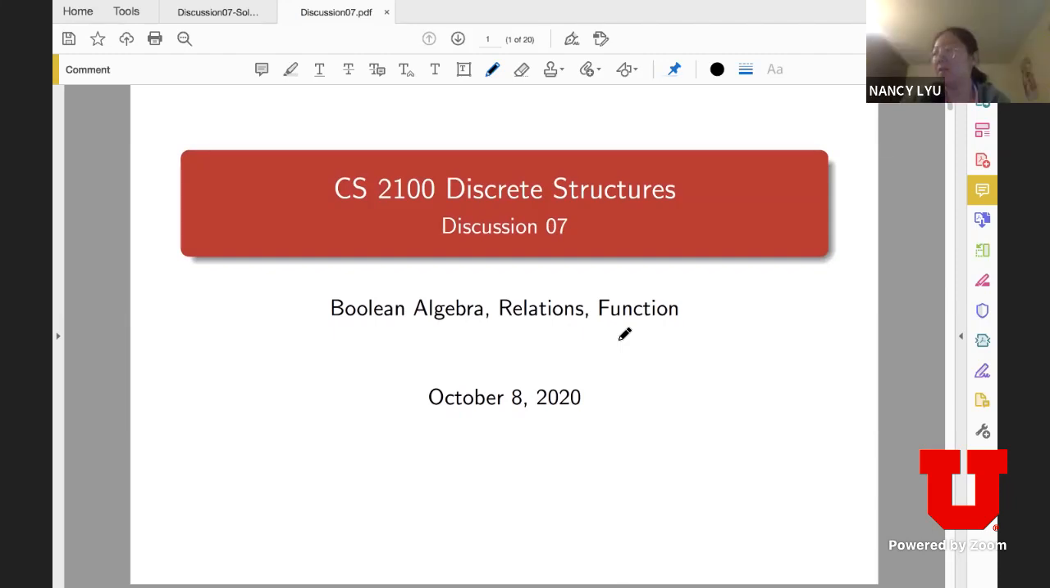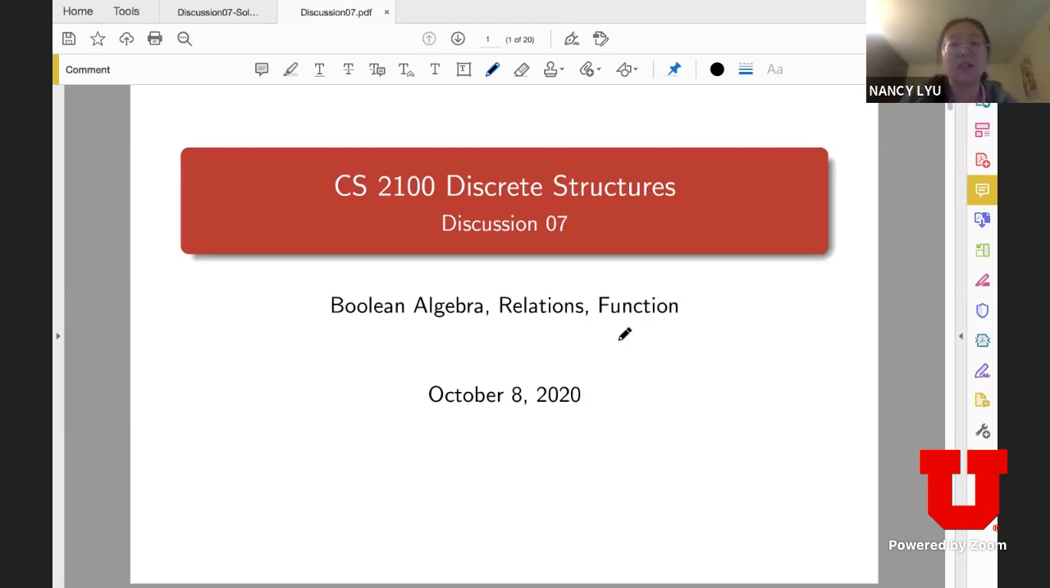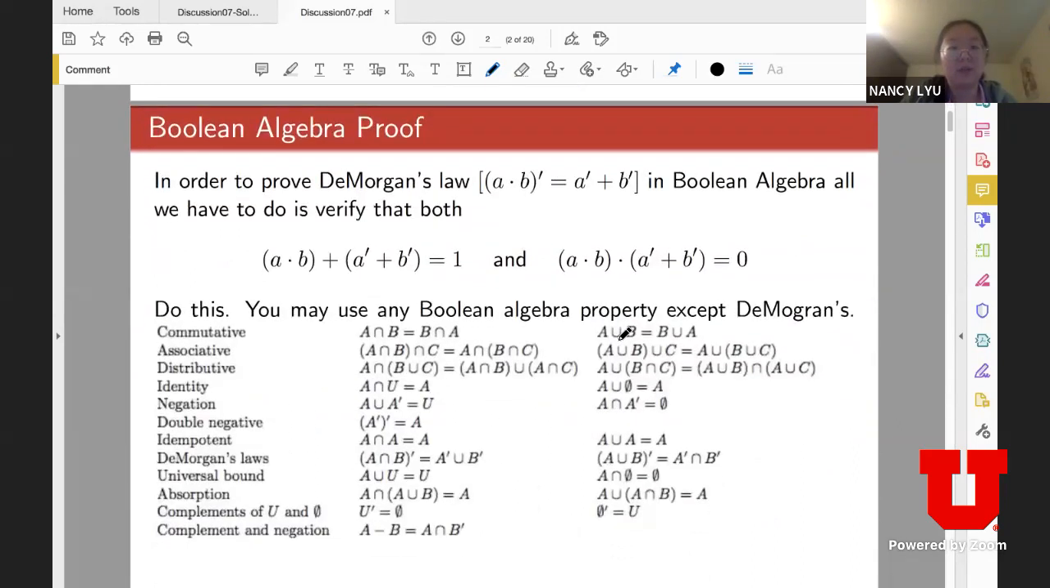So today we're going to do some problems about Boolean algebra and relations and functions. Here's the first one. We want to prove De Morgan's law in Boolean algebra. So we have to verify the below two equations, where the union of these two is the universal set and the intersection of these two is the empty set.